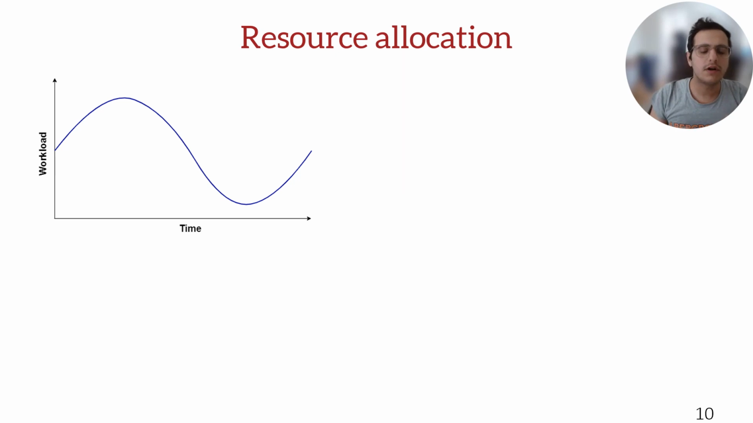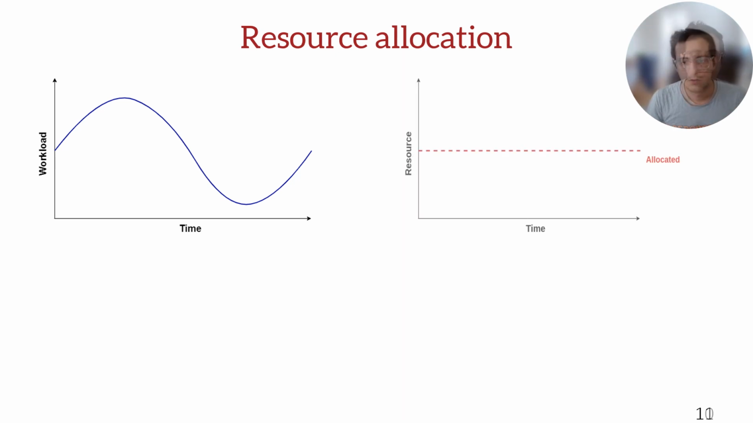Let's briefly go over two simple scenarios where we show how resource allocation can be problematic and we end up with over provisioning or under provisioning. In this figure, we see time and workload demand on the y-axis. And as you can see, workload is dynamic over time. The right figure shows the resource allocation over time. And as you can see, this is a static resource allocation given different amounts of time.